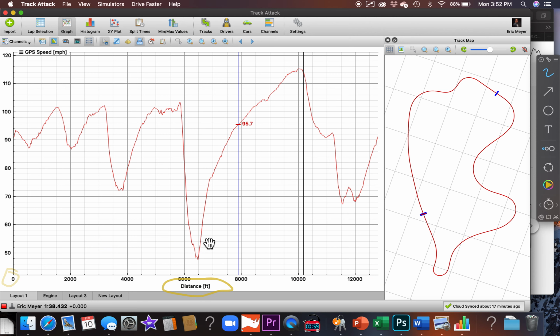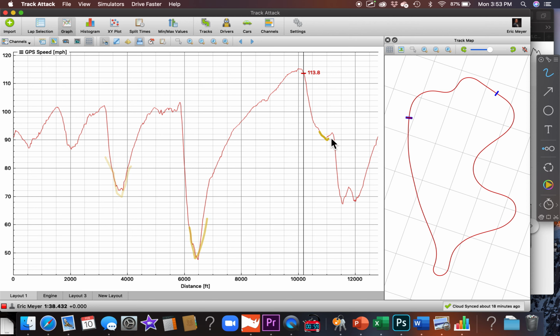Okay? Well, if this little V shape right here is a corner, that would make this a corner, and this a corner, and this a corner, right? And maybe this a corner, and possibly two corners right here. So let's confirm that. Let's see if these, when we're looking at the speed trace, are corners. Okay?